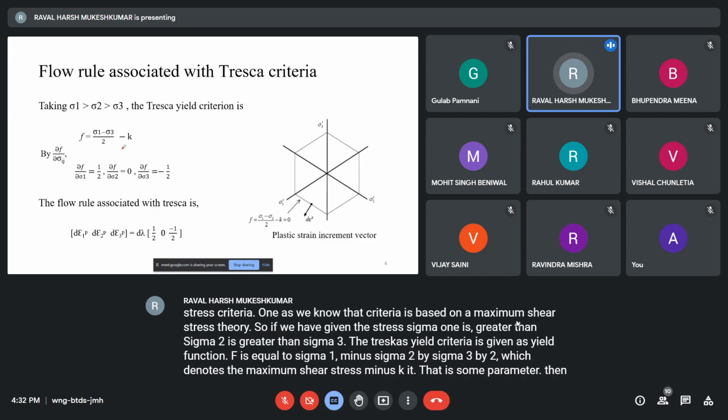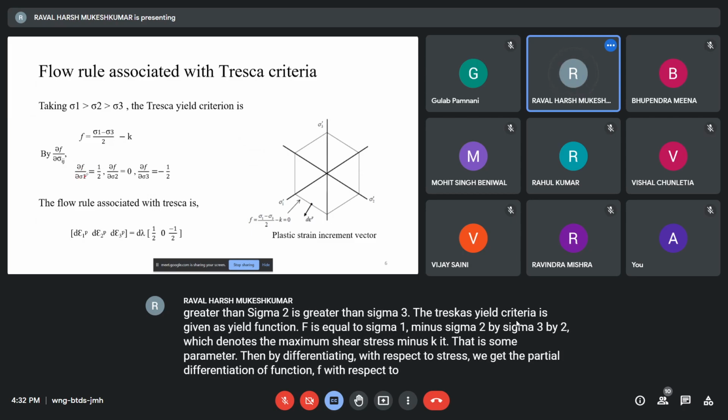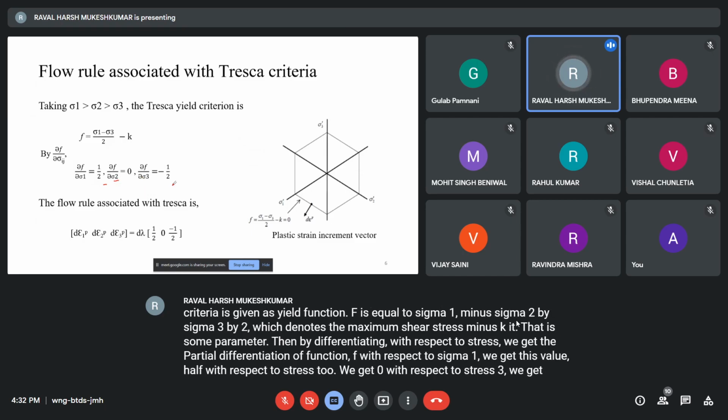Then, by partially differentiating with respect to stress, we get the partial derivative of function f with respect to sigma 1 as half, with respect to stress 2 we get 0, and with respect to stress 3 we get minus 1 by 2.